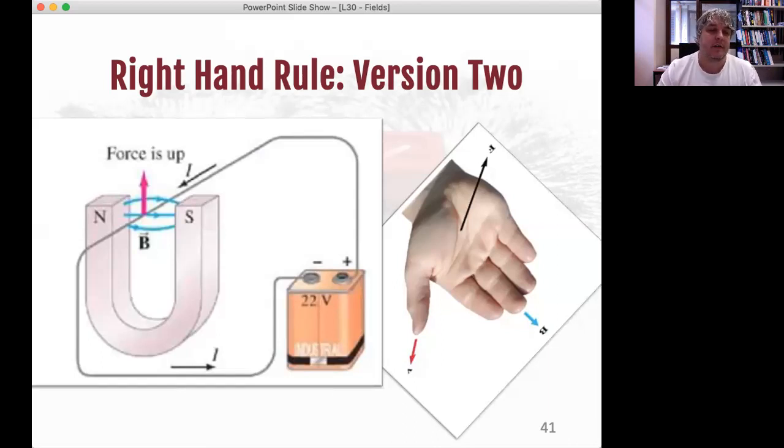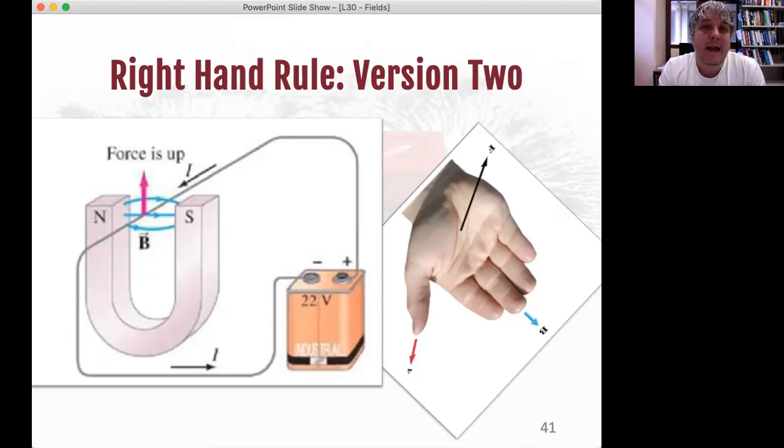Put your thumb in the direction of the current, put your fingers in the direction of the field, so from north to south, as per this photograph here. The way you would push with your palm is the way the wire will move. So the force here will be upwards, that wire will be pushed upwards. And so that's right-hand rule version 2.